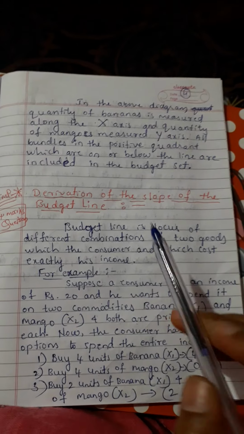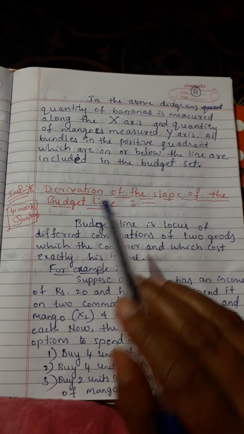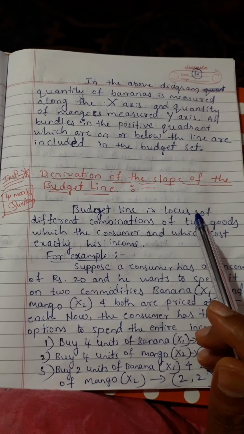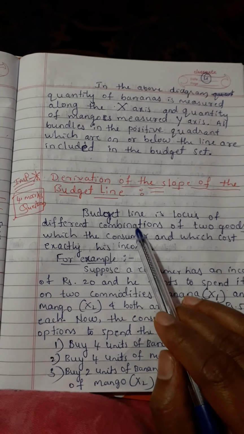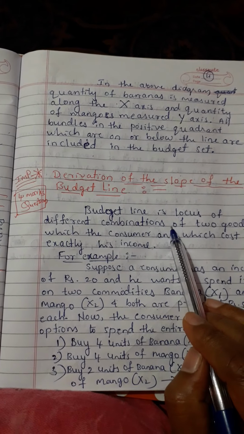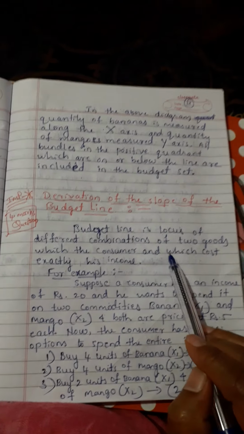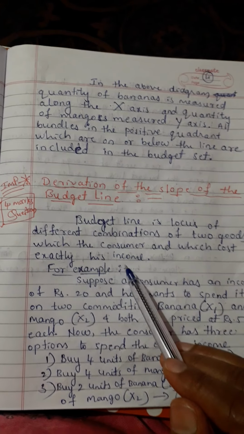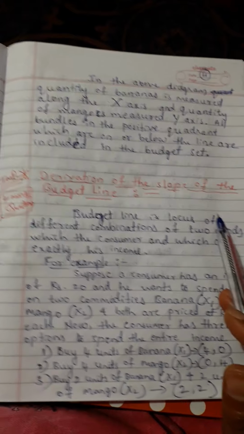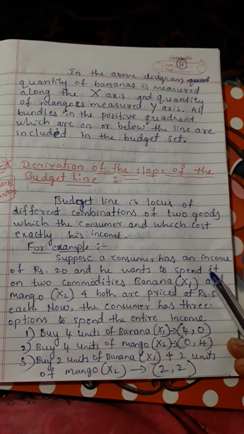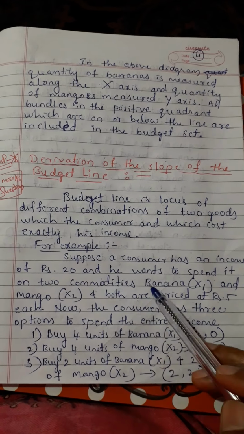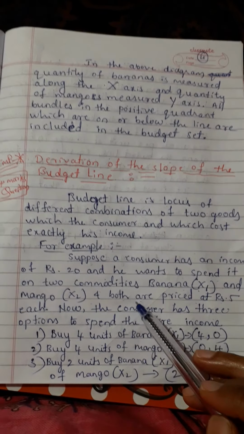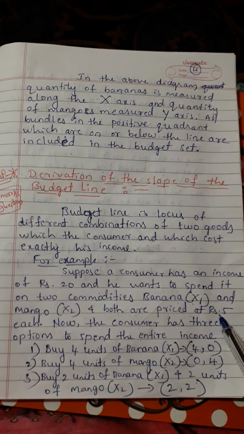And what is a budget line? It means the line consists of all bundles which cost exactly equal to M. It means any one combination. We can buy different combinations of 2 goods which cost exactly his income. For example, suppose the consumer has an income of 20 rupees, he wants to spend it on 2 commodities, bananas x1 and mangoes x2, and both are priced at 5 rupees each.